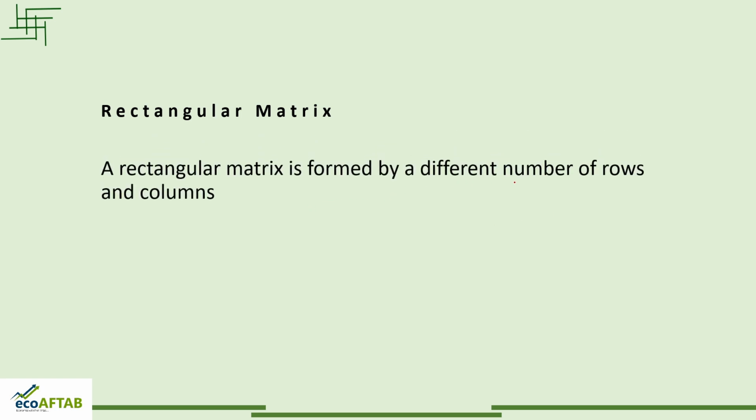It is formed by a different number of rows and columns. Here if the rows are more than columns or if the rows are less than columns, then it can become a vertical matrix or a horizontal matrix. So you can see here we are having column 1, column 2, row 1, row 2, row 3 and row 4. So rows are more than columns. So in this situation we call it a rectangular matrix, or else it is also called a vertical matrix.